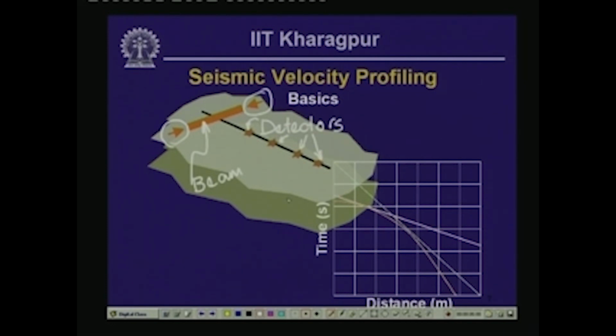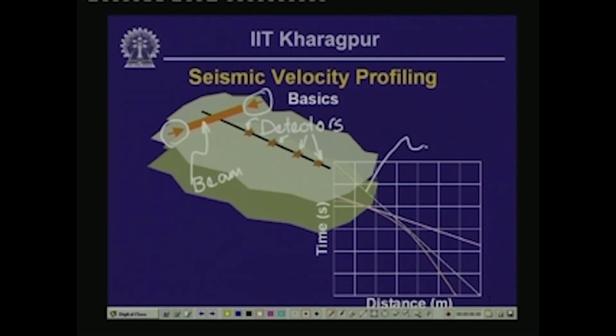These detectors pick up the signals as they reflect from the interlayer boundary and come back, and also as they refract and travel along the interlayer boundary and come back. Because of that we can get different arrival times. From the pattern of those arrival times, we can construct the layered structure underneath the location which is being surveyed by seismic velocity profiling. The waves that arrive in sequence are shown on the plot at the bottom right of this slide.